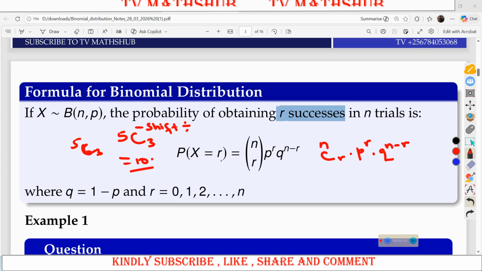So P(X = r) is n combination r times p to the power r, times q to the power n minus r. That is how we shall be relating p and q. Q represents a failure, and q is the same as 1 minus p. It means if you know p, you can easily get q as well. So r can take values from 0, 1, 2, and so on up to the nth term.